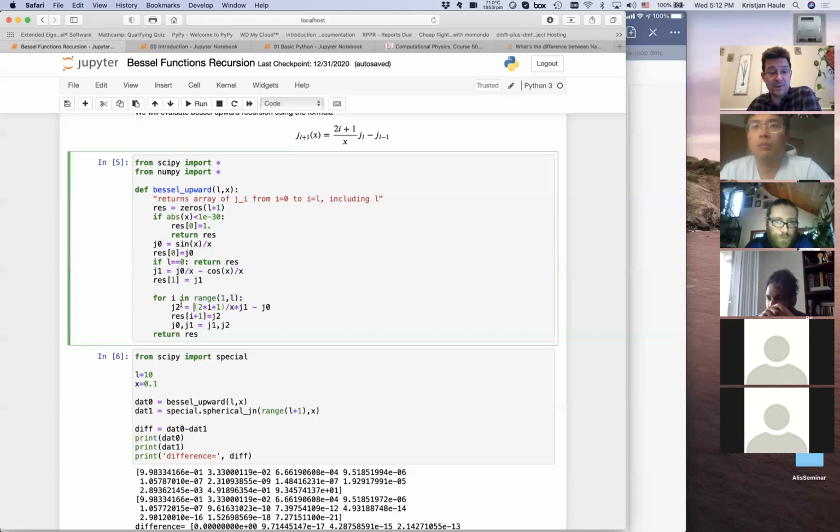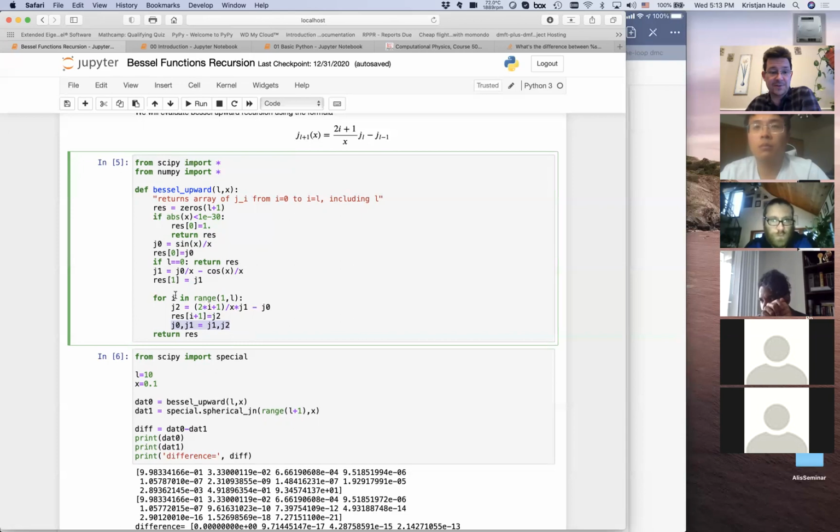Okay, so first I is equal to 1, then we evaluate what? 2I plus 1 divided by x times J1 minus J0. See, this is this recursive relation. 2I plus 1 divided by x, Ji, which is J1 in this case, minus J0 is equal to J(I plus 1), so J2. Okay, and then once we evaluate this, we store this value of J2, and then we overwrite J0, J1 by J1, J2. Okay, and we can then repeat this.